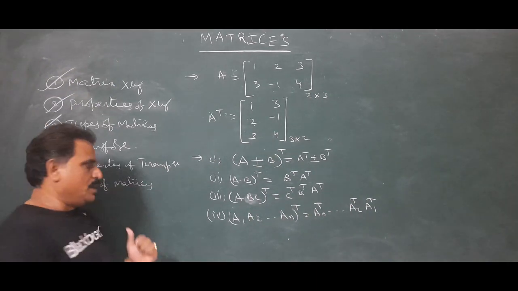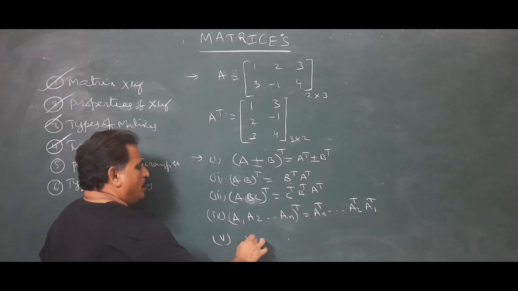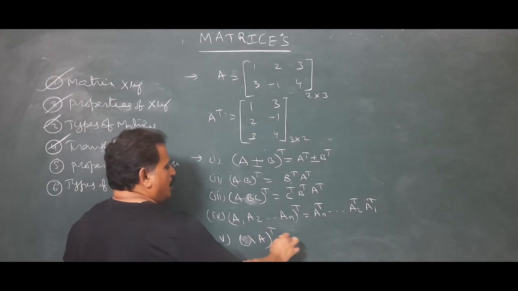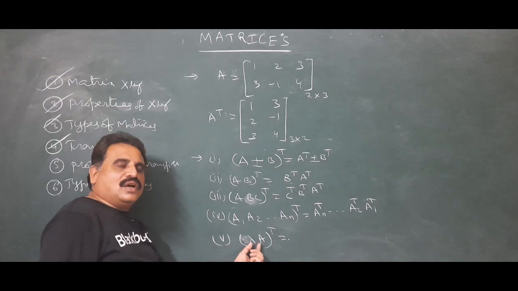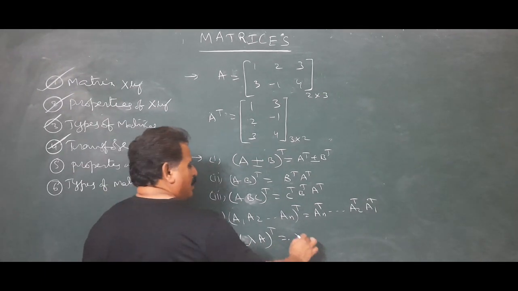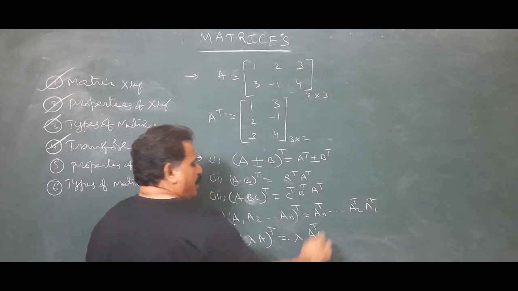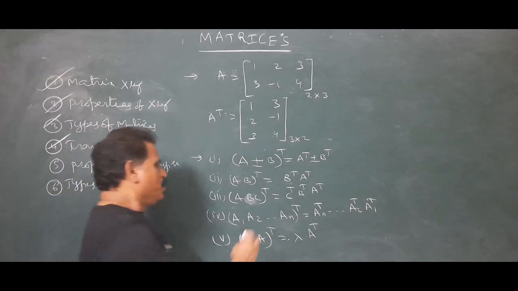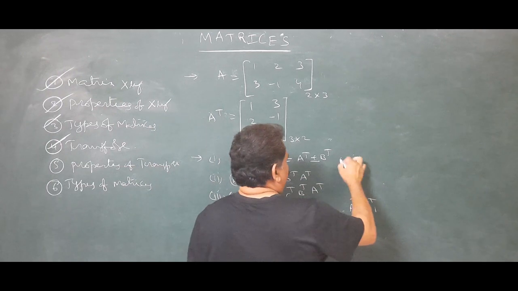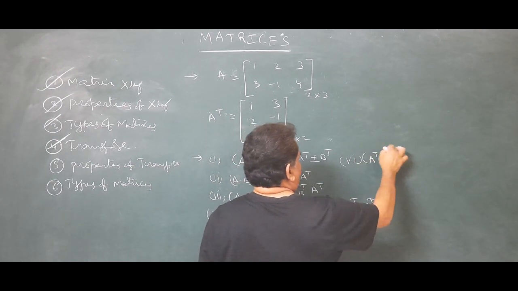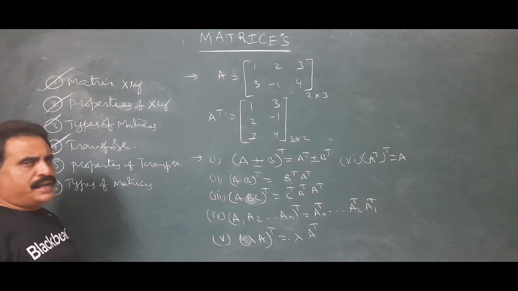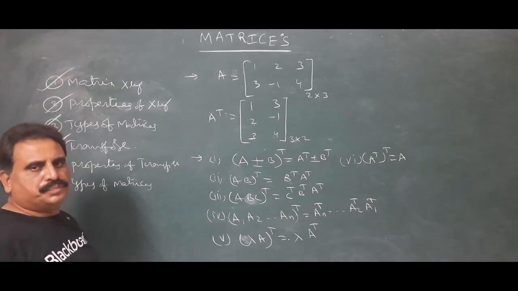Scalar multiplication, for example, lambda is a scalar, then lambda A whole transpose equals lambda A transpose. Lambda is a scalar, you can take it out. As well as if you take double transpose, that is the sixth one, A transpose whole transpose, that is A only. A transpose whole transpose is A.